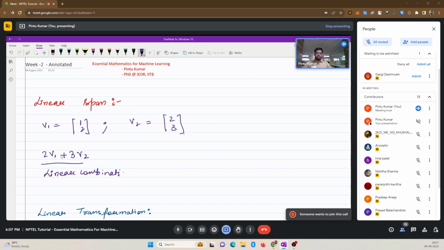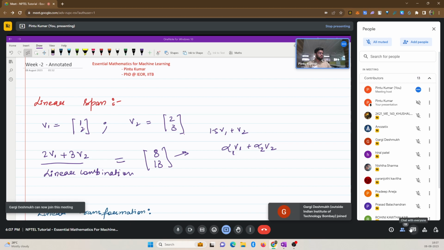So what would be the result? The result would be 2 plus 6, which is 8, and 4 plus 9, which would be 13. So this is a vector that you obtained by a linear combination of these two vectors. You can obtain many such vectors. Let's say you did 1.5 times v1 plus v2, or any alpha 1 times v1 plus alpha 2 times v2. These are the linear combinations of vectors that you can do.